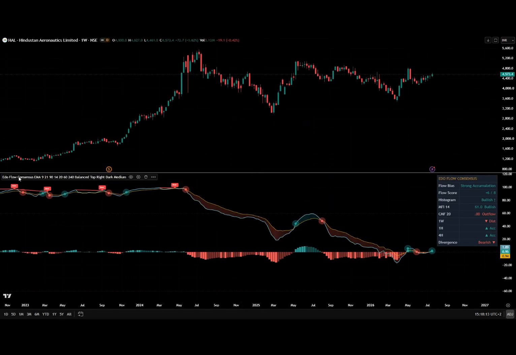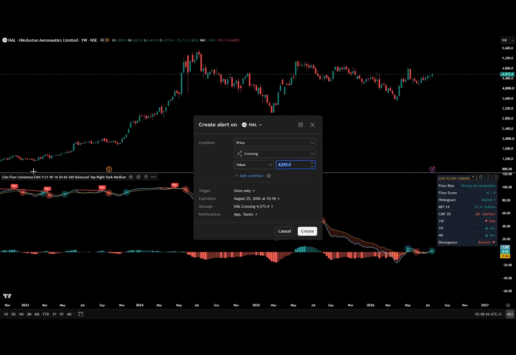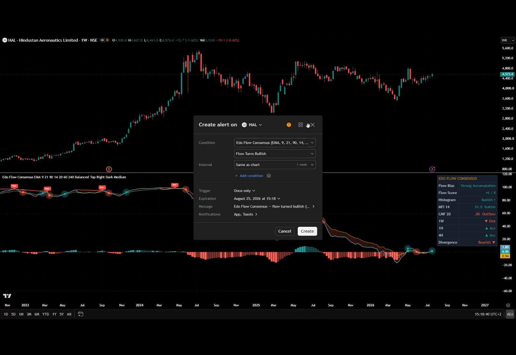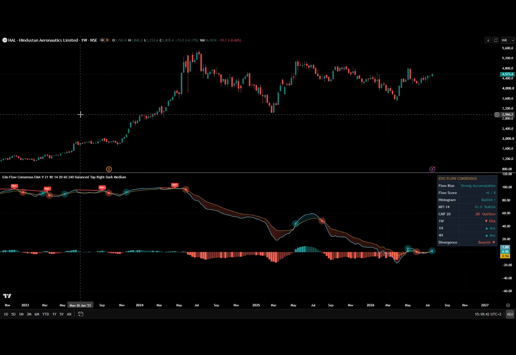The indicator ships with 10 alerts. Let's open the Create Alert dialog. The 2 flow states, accumulation and distribution, and the 2 line crosses. The 2 divergence alerts, bullish and bearish, and the 2 score extremes. And the 2 multi-timeframe ones, which only fire when the 3 timeframes line up. Those last 2 are the ones we keep on, they are rare, and they are the ones that mean something.